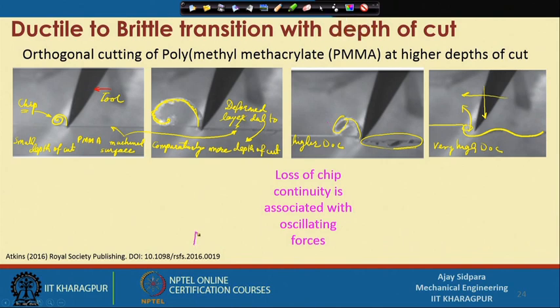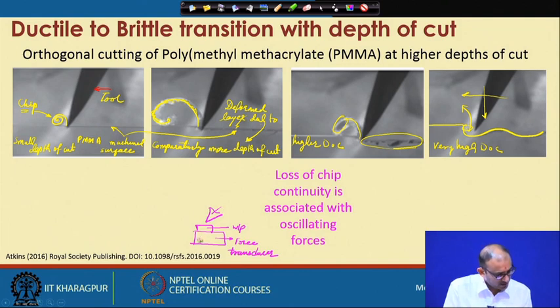Let us put one dynamometer on the top of the workpiece, and then we are cutting with the cutting tool. This is the tool, this is the workpiece, and this is the dynamometer, the force transducer. When it is cutting, it will give you a signal, and we have to observe this signal to get the information about the machining zone.